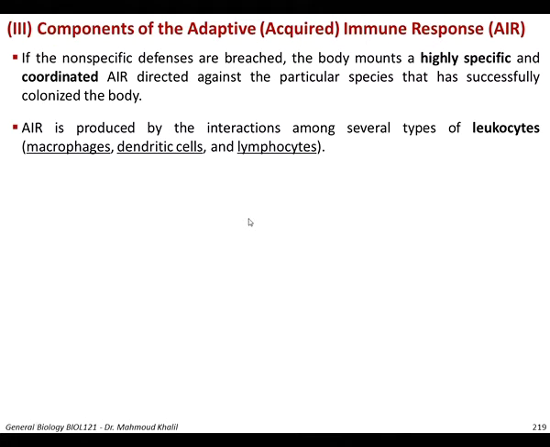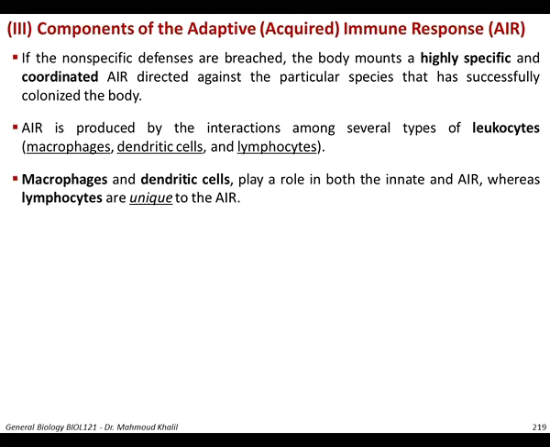The adaptive immune response is produced by the interaction among several types of leukocytes, white blood cells: the macrophages, the dendritic cells, and lymphocytes. As we already said, macrophages and dendritic cells play a role in both the innate and acquired immune response, while lymphocytes are unique to the acquired immune response.